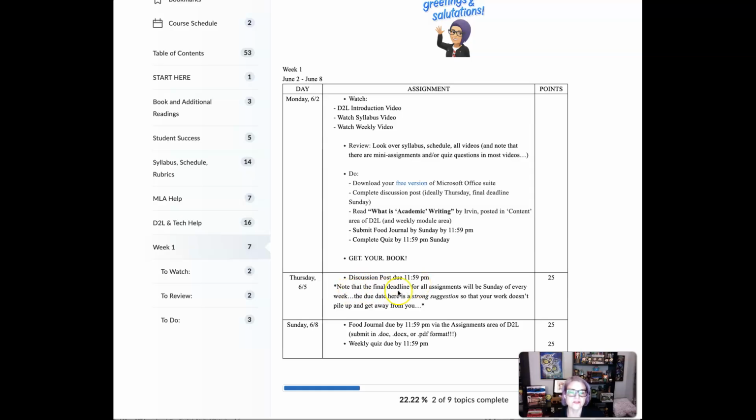The final deadline is really going to be Sunday, okay? But it's just a strong suggestion to get it out of the way, take care of things by Thursday so that by Sunday you are moving on to those things that are due on Sunday. So I don't mean to be confusing in this sense. This is just me saying, in your mind, make Thursday the due date for that discussion post.